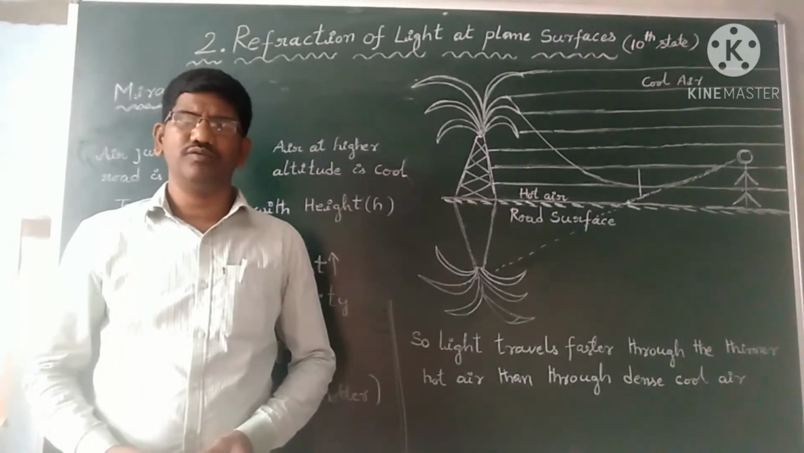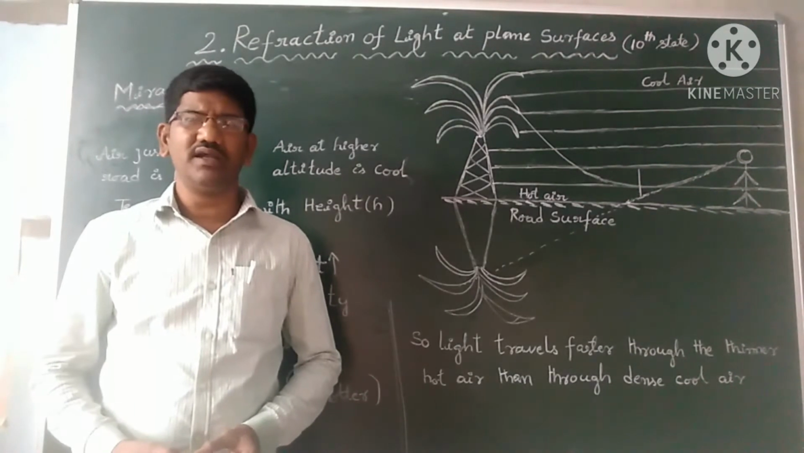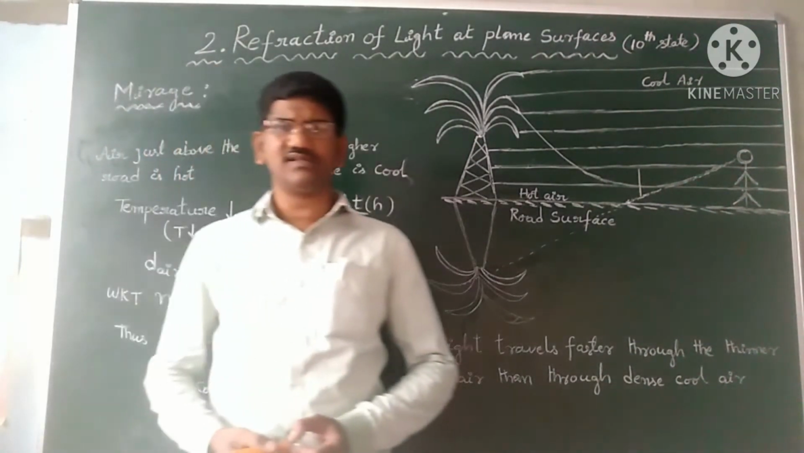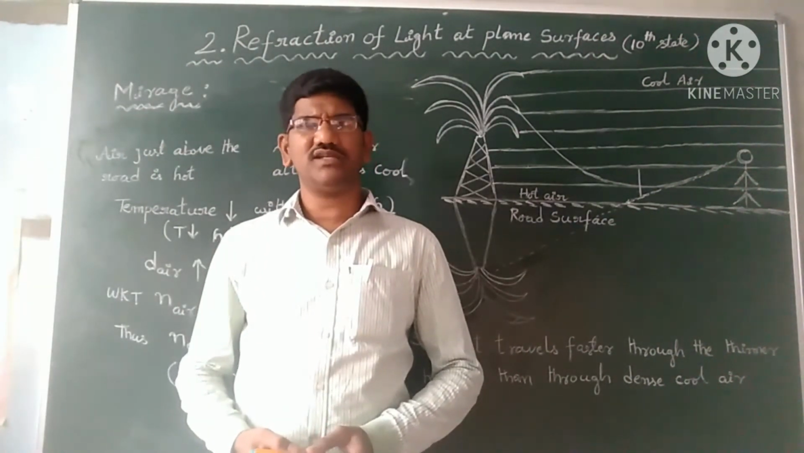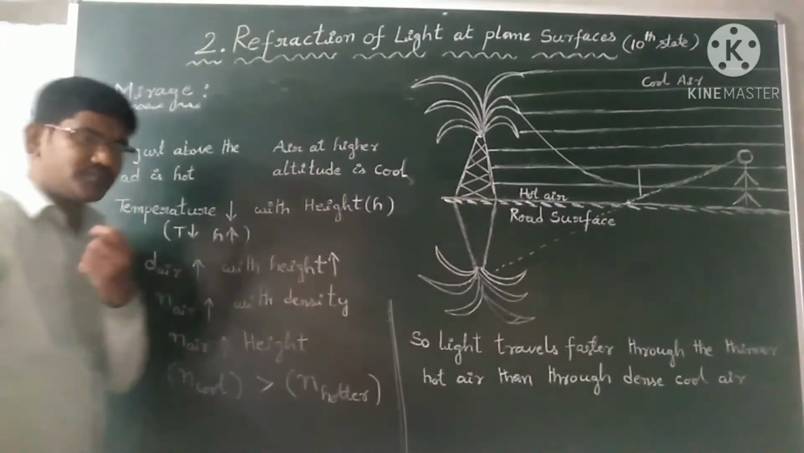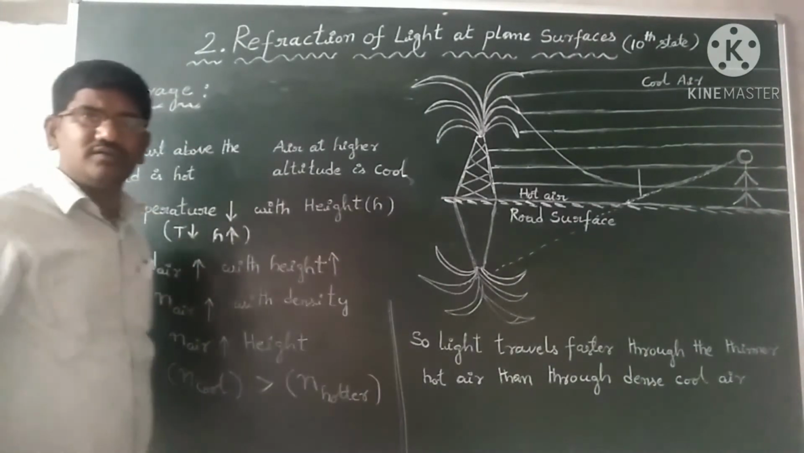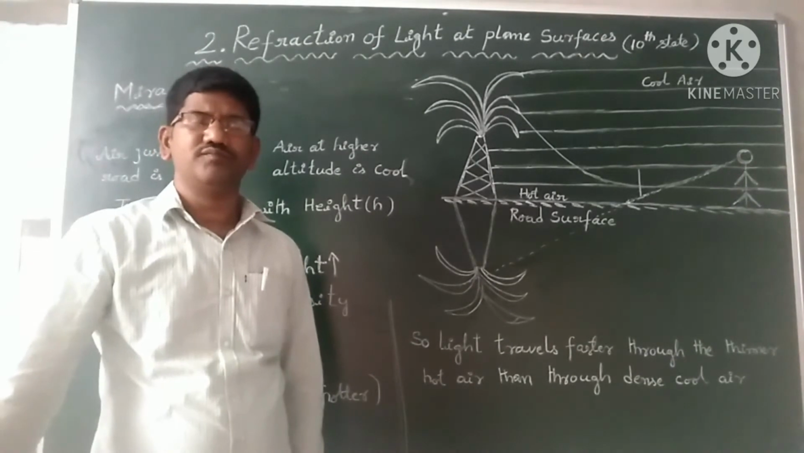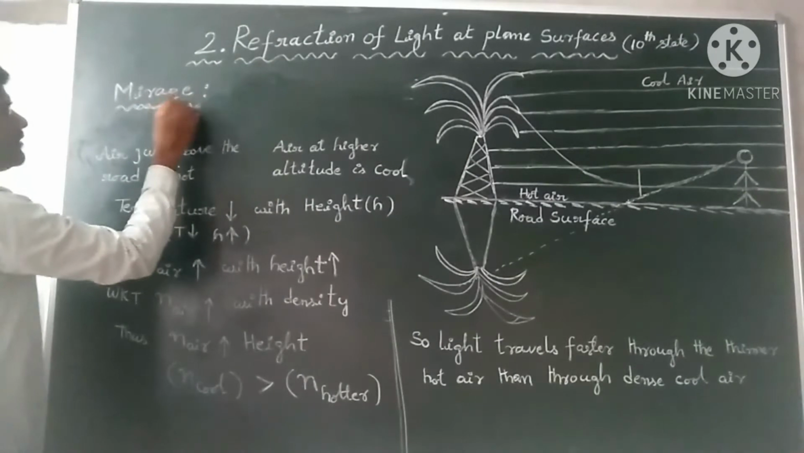Last class we discussed clearly what is total internal reflection. Now, in this class, we can see the applications of total internal reflection. So, the first application given in the textbook is mirage. Formation of mirage. Mirage is an example of total internal reflection.